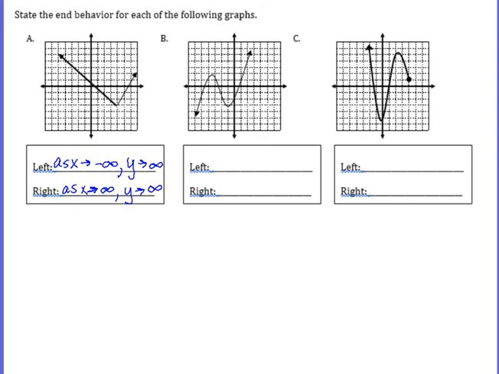Let's take a look at graph B. On the left end, again, we always start the left end phrase with as x goes to negative infinity. What's happening to the y values? As we move further and further left, the y values are going down, down, down. So y is going to negative infinity at the far reaches of this function. On the right-hand side, we always start with as x moves out to positive infinity. What is this function doing? It is climbing upward as we move outward. So up, up, up means y is going to positive infinity.